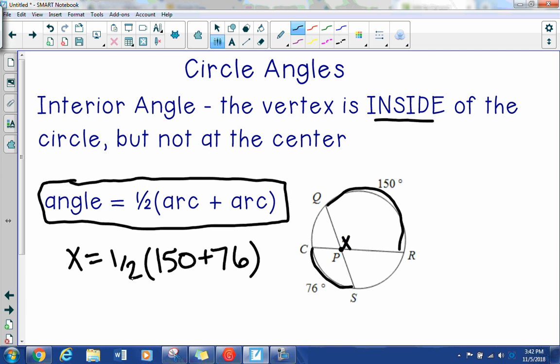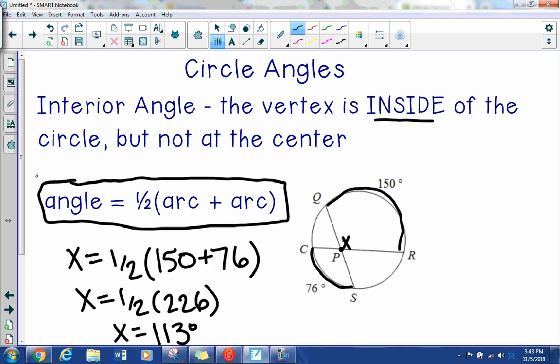To find the measure of this angle then, I would add 150 plus 76, and that would give me that the angle is equal to 1/2 of 226. And then if I multiply by 1/2, I would get my final answer that that angle is equal to 113 degrees. Again, though, this is the new relationship that you need to know, and you'll use it anytime you have an interior angle where the vertex is inside of the circle but not at the center.